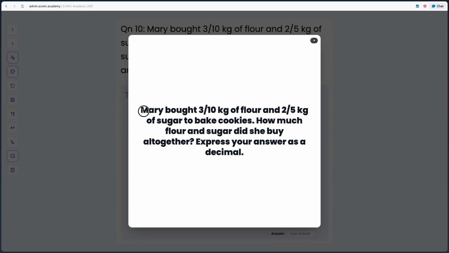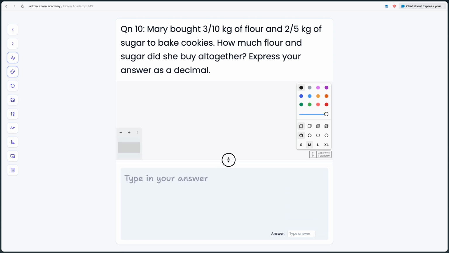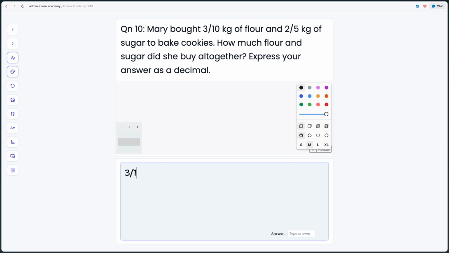Question number 10. Mary bought 3/10 kg of flour and 2/5 kg of sugar to bake cookies. How much flour and sugar did she buy all together? Express your answer as a decimal. Okay, so in this case, Mary bought 3/10 and 2/5. How much did she buy all together? So you just add. Pretty straightforward. So total is equal to 3 out of 10 plus 2 out of 5. So we just make the 2 out of 5 to denominator 10. So it's 3 out of 10 plus 4 out of 10. And this will give us 7 out of 10 kg.